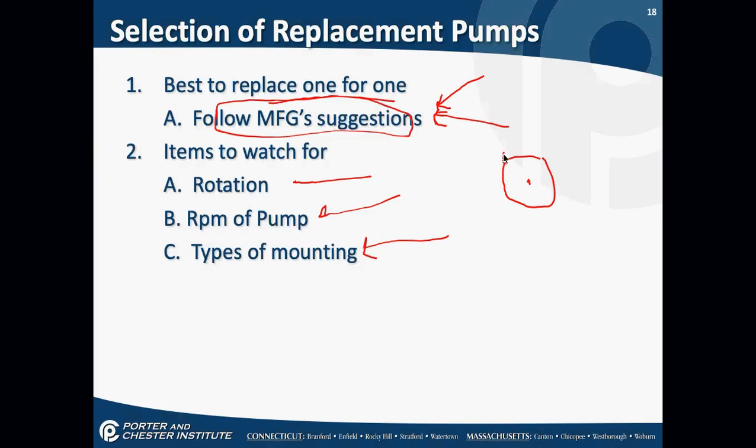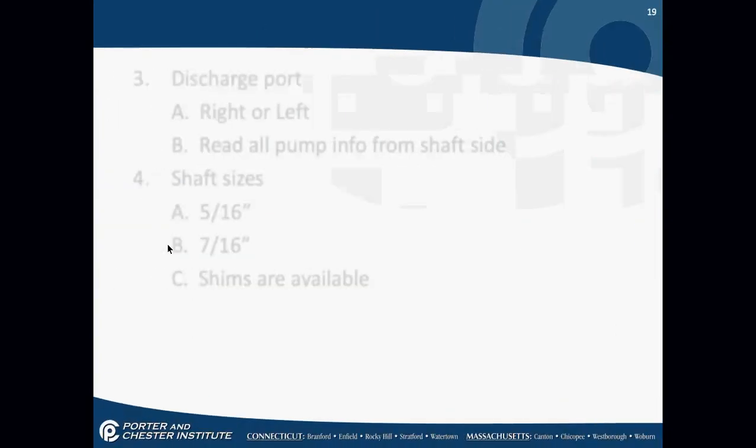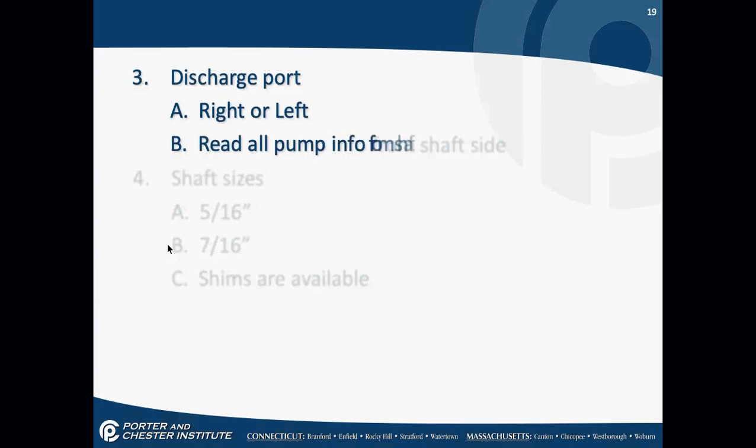Types of mounting is, where is the mounting bracket? Are they on the 3 portions? Sorry about the things that look like ears. They're not meant to look like ears. Are there 3 mounting brackets? Are there 2 or are there 4? Types of mounting makes a big difference. They're not interchangeable if those things are different. Where's the discharge port? Is it on the right or left? Again, you're going to read all pump information from the shaft side. Holding it in your hand, looking at the shaft, where are the different components?